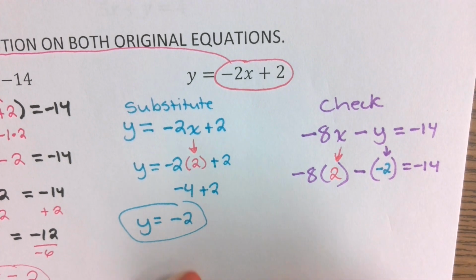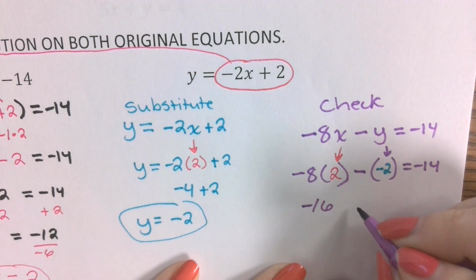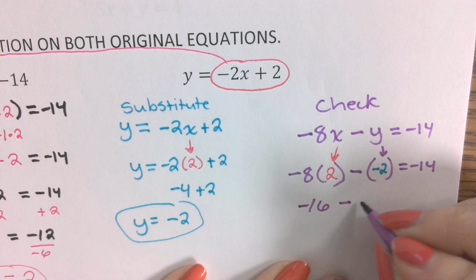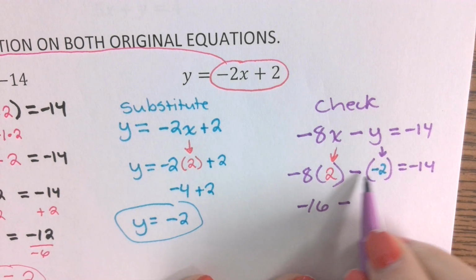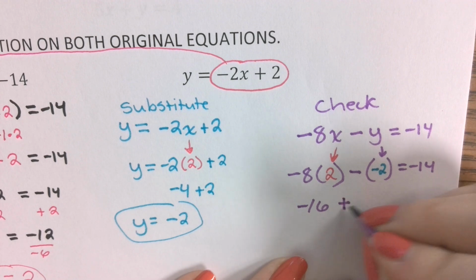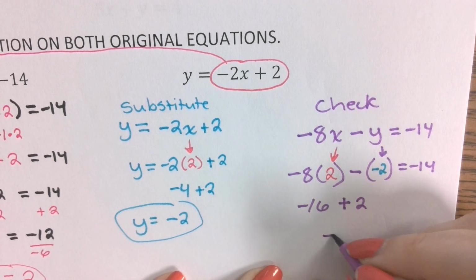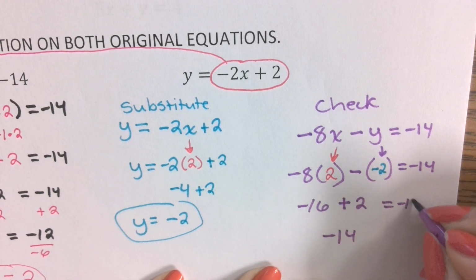Okay, negative 8 times 2 is a negative 16, minus a negative 2. Now, do we like to do double negatives? No, what's a double negative really? Positive, so it's plus 2. And negative 16 plus 2 is negative 14. So it did work.